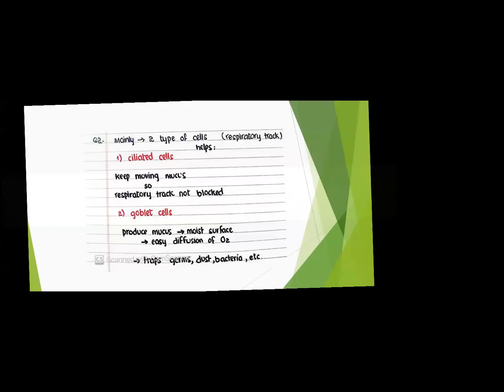Okay. So they asked that some cells line the bronchus. Explain how these cells keep the bronchus free of the dust. Mainly there are two types of cells in the respiratory tract. The ciliated cells help by keeping the mucus moving, as when they move, they also make the mucus move with them. So the respiratory tract is not blocked by the mucus, and it is then swallowed into the stomach.